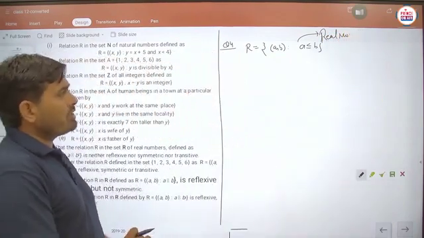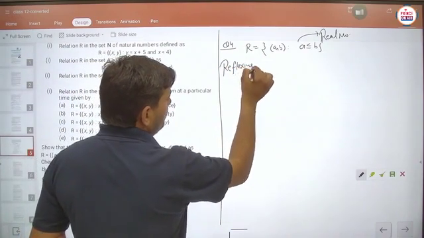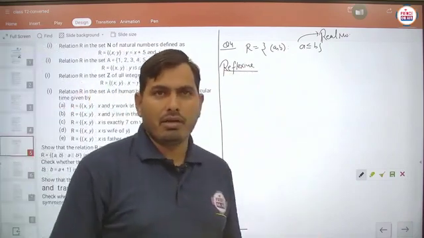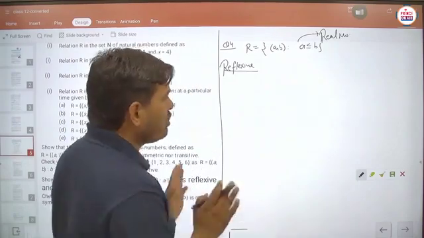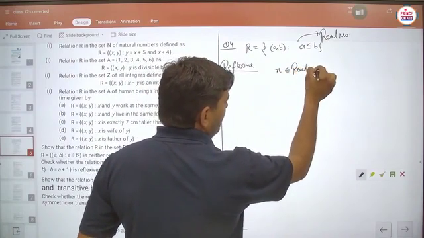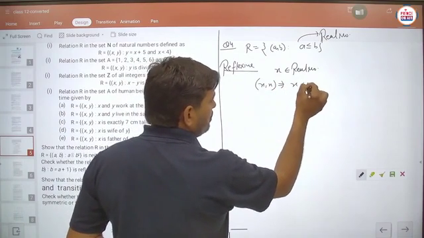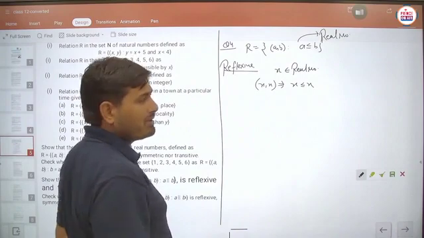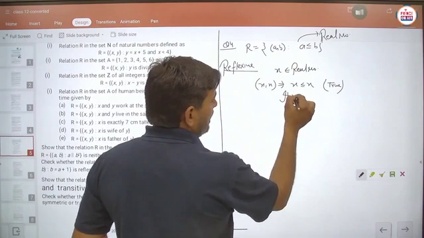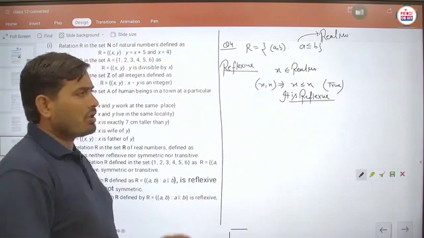Basically student, in this relation we again have to check similar things. First of all we have to check the reflexive nature. Basically student, this relation is always reflexive. Suppose x is any real number, then x comma x implies that x is less than or equal to x. Any number is always equal to itself. So it is true, and it is true means it is reflexive.